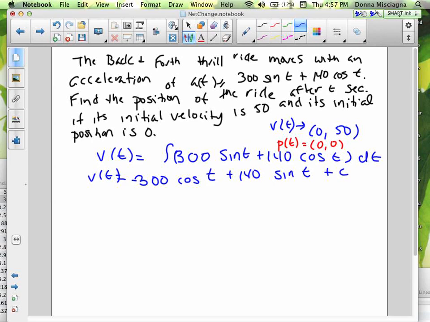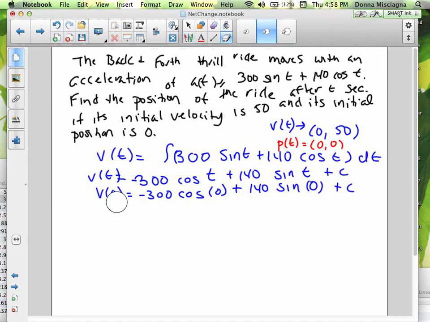All right, so we're going to plug in and solve for c. What do you think is going to happen here? So v of 0 equals negative 300 cos 0. Now, notice cos 0 is not going to be 0, so be careful on that. Not going to be quite the same as when I just had some x's. So plus 140 sine 0 plus c. Oops, and I forgot to plug in for v: 50.